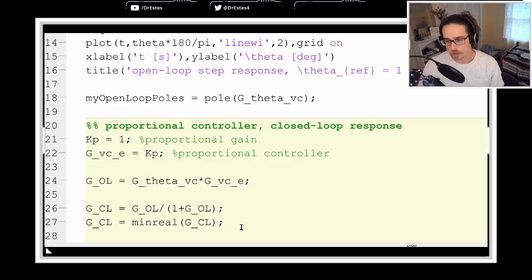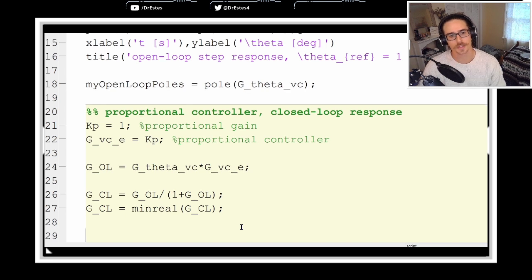Okay, so that's one way to get the closed loop transfer function. I'm going to show you the easiest way though. You just use the command feedback and you take as an argument the open loop transfer function and then you put a 1 next to it.